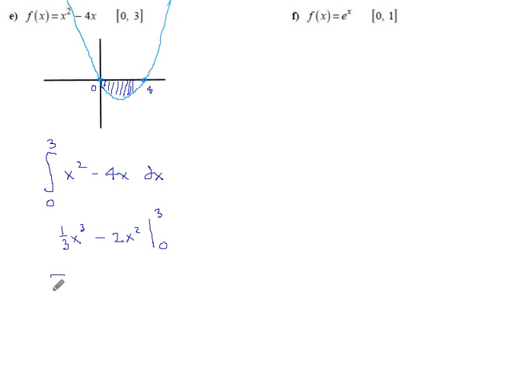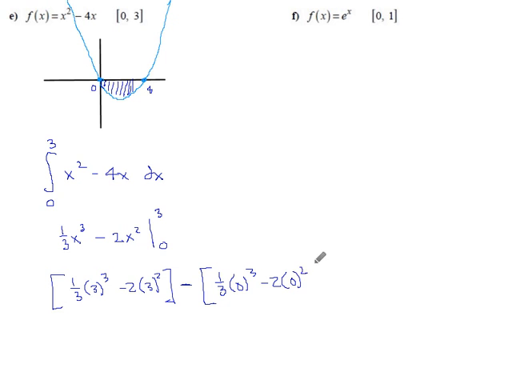If we put in 3, we get 1/3 of 3 cubed minus 2 times 3 squared. That's our first section. Minus, now we do 0. 1/3 of 0 cubed.